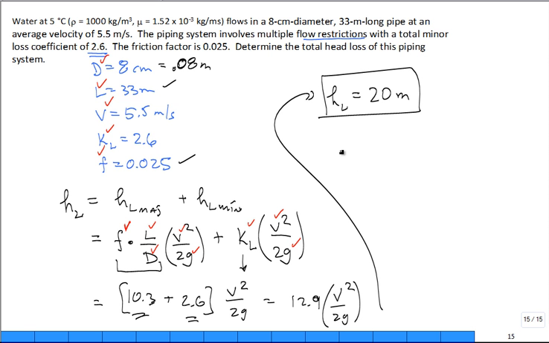Somebody says, what's the pressure loss? Multiply by rho g, and you'll get it. It's about 195 kPa, kilopascal.